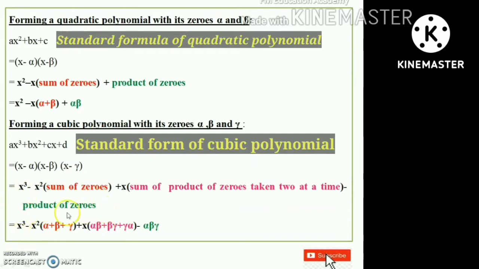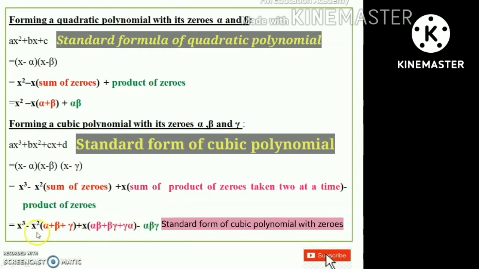So x cubed minus x squared into, what are the zeros here? Alpha, beta, gamma. Add them, that will give me sum. So alpha plus beta plus gamma, plus x into sum of product of zeros taken two at a time. Taken two at a time means if I take first alpha beta, then beta gamma, then gamma alpha, I need the sum. Then minus product of zeros. Product means alpha into beta into gamma.